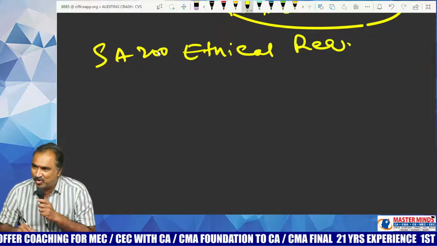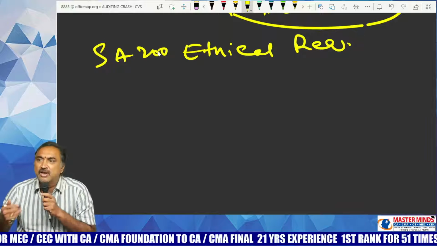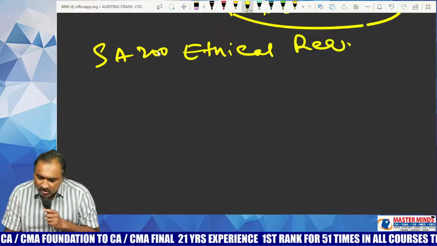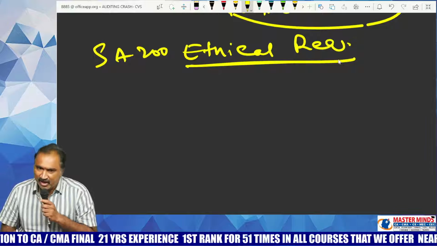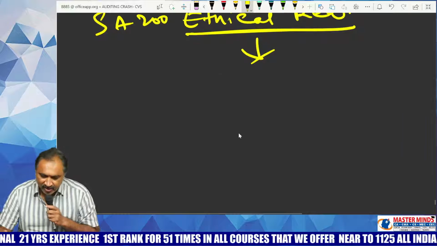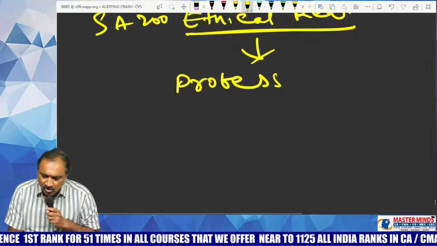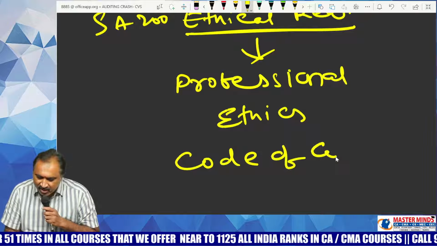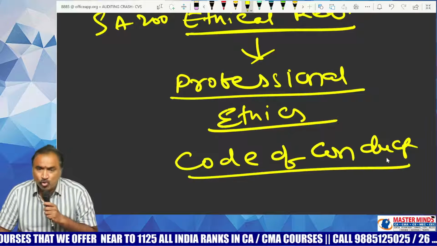So according to SA 200, every auditor is under obligation to follow some ethical requirements mentioned therein. While you are conducting every independent audit, you are under obligation to follow some requirements which are technically called ethical requirements. And as a continuation of what is mentioned in SA 200, CA Institute has issued some ethics called professional ethics, otherwise called code of conduct or professional conduct. You can call it either way, professional ethics or code of conduct.